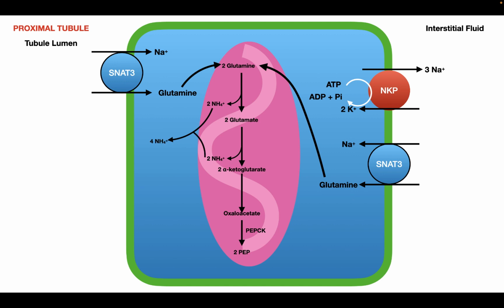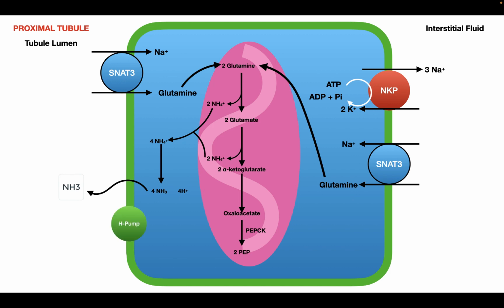And once they're in the cytosol, these ammoniums can actually dissociate into ammonia and protons. So the ammonia that is formed from this dissociation can be transported into the tubule lumen through the process of passive diffusion. So these ammonia molecules passively diffuse across the apical membrane into the tubule lumen. So what about the protons? Well, the protons can be transported into the tubule lumen in a number of ways.